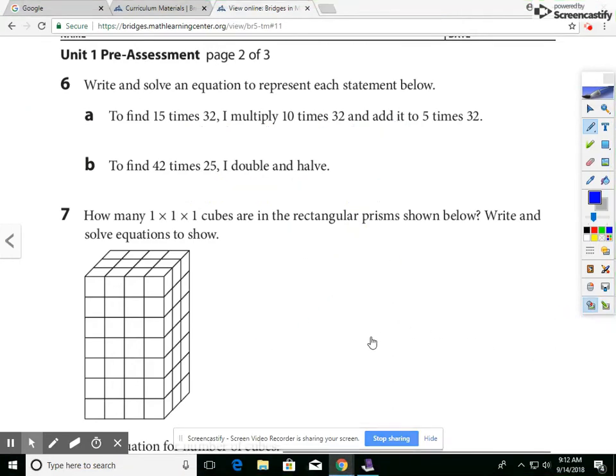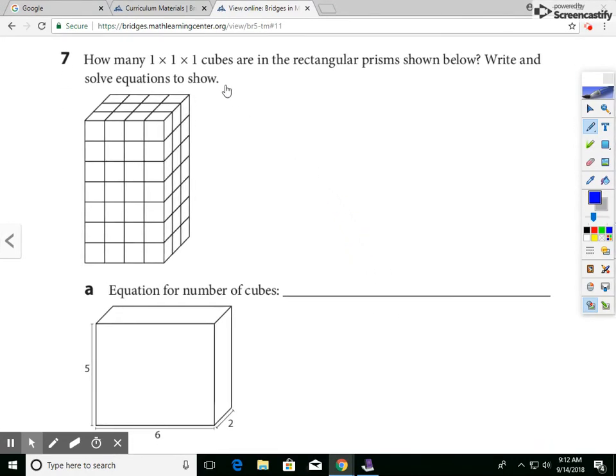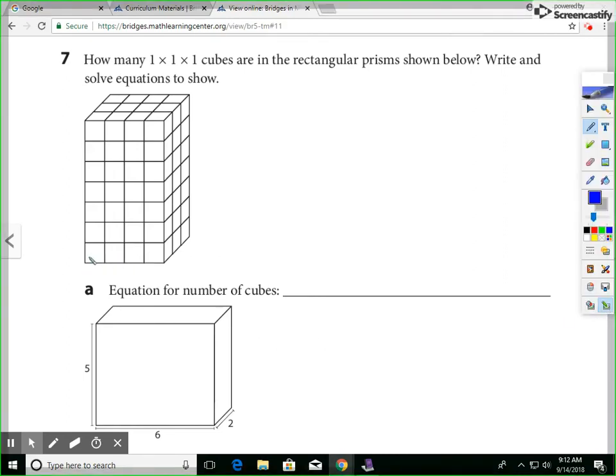Moving on to some of our volume, which is our next topic. How many 1 by 1 by 1 cubes are in this rectangular prism shown below? Write and solve the equation to show. So this first one, we have to count the cubes. How long is it? 1, 2, 3, 4.